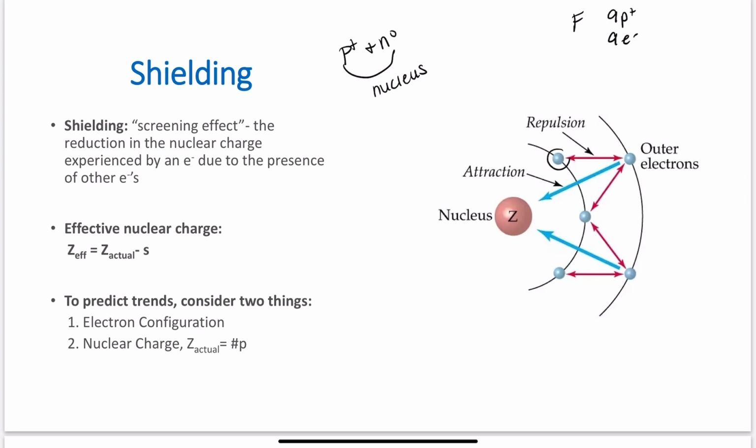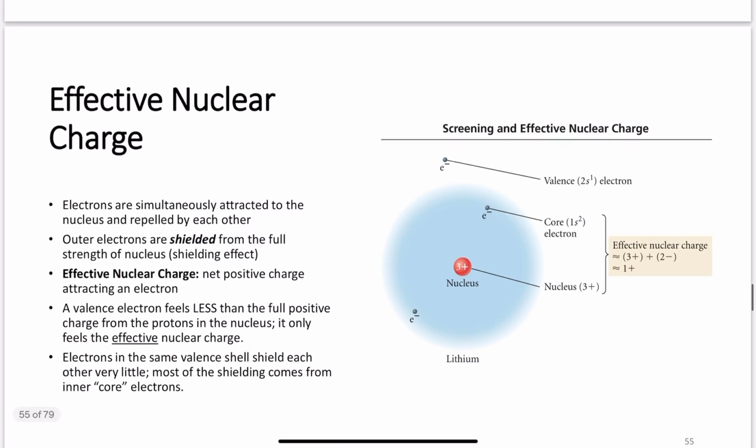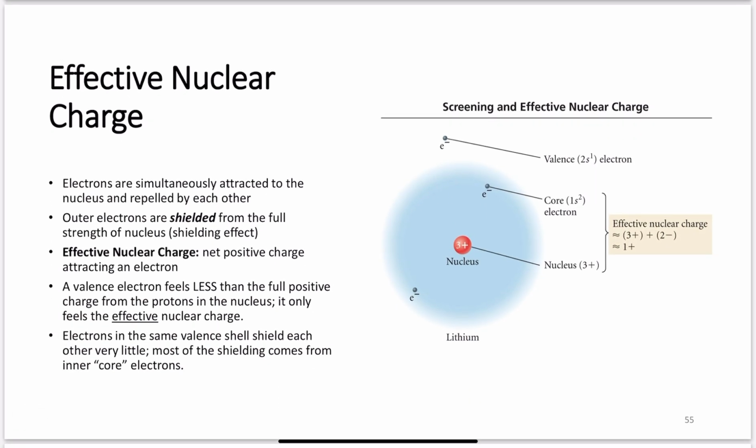The electrons that are closest to the nucleus feel the strongest attraction. These electrons, though, are repelling what we call your outer electrons. So the further you are from the nucleus, the more that electron is being repelled. This needs to be taken into account when we're thinking about the trends we're going to be talking about, which are size, atomic and ionic, ionization energy, electron affinity, metallic character, etc. It's a lot of the trends we're going to see on the table. So, effective nuclear charge: electrons are simultaneously attracted to the nucleus, but also repelled by one another. Other electrons are shielded from the full strength of the nucleus. And this is again called your shielding effect.